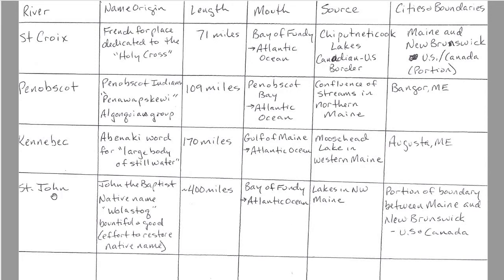The river we also want to pay attention to here with the St. John is that it forms a portion of the international boundary between Maine and New Brunswick, the Canadian province of New Brunswick and the American state of Maine. And the St. Croix River also forms part of this border further out.